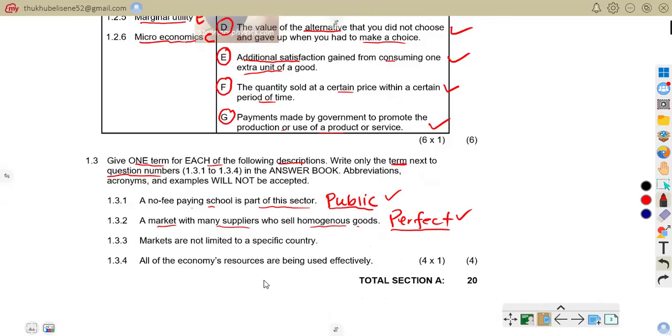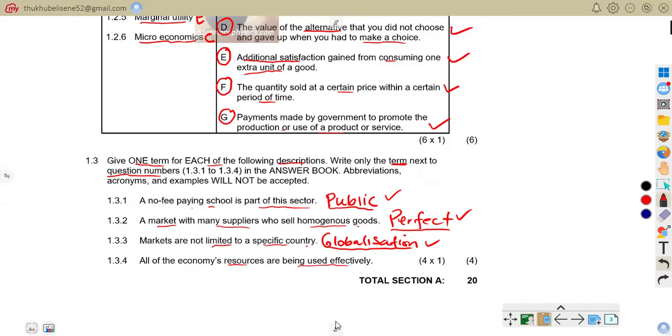So that is that. So 1.3.3, markets are not limited to a specific country. So here we are talking about globalization. Globalization. As you know, the process where countries become economically connected. For example, importing goods from China, international companies like McDonald's operating globally. So that is that.